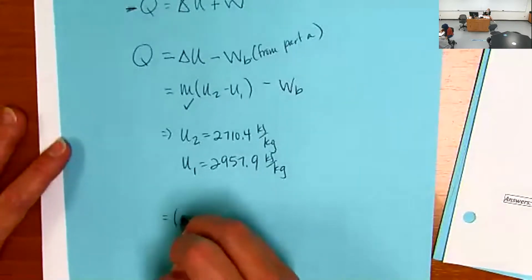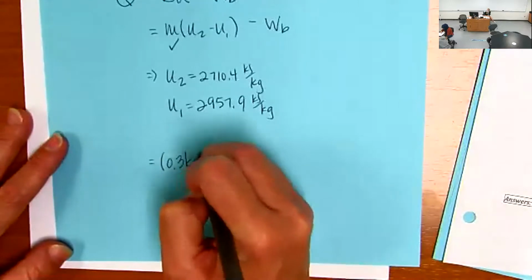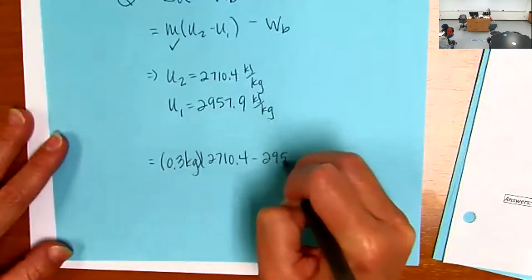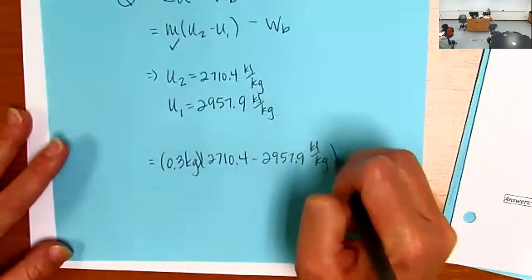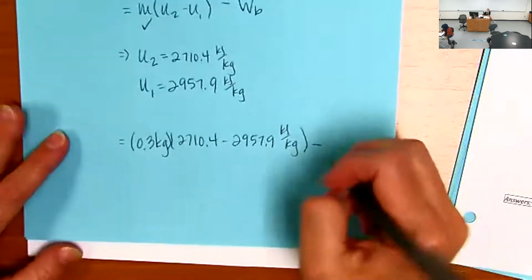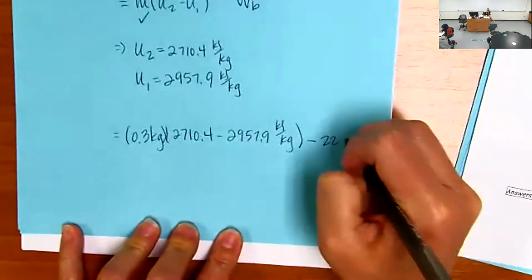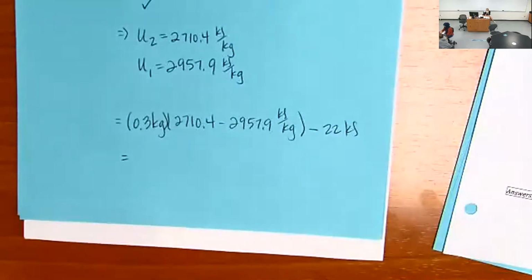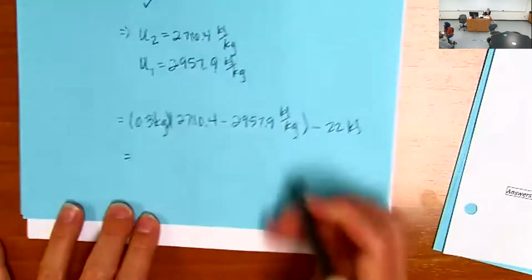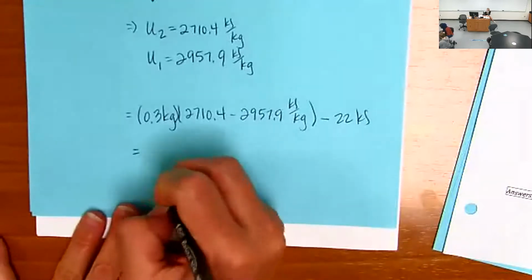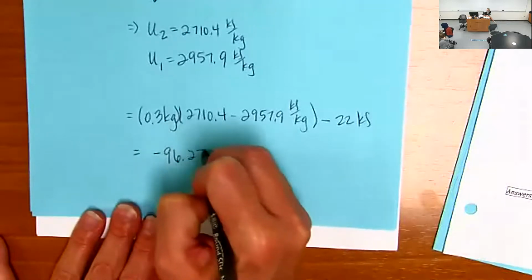So this is going to be 0.3 kilograms times 2,710.4 minus 2,957.9 kilojoules per kilogram, minus our boundary work from part A, which is going to be 22 kilojoules. So when you solve it out, it is going to give you negative 74.25 minus 22 kilojoules, which is going to be minus 96.25 kilojoules.